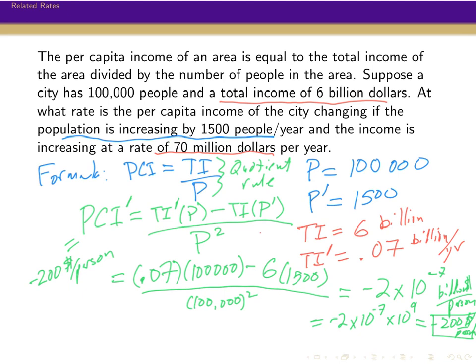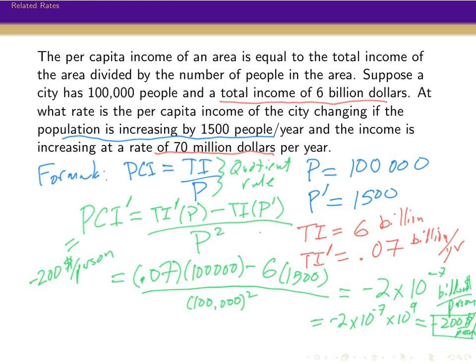Okay, and so even though both the population and the total income are increasing, what this is saying is that the population actually is growing faster than the income is growing, and so that's what's causing the per capita income to be negative.